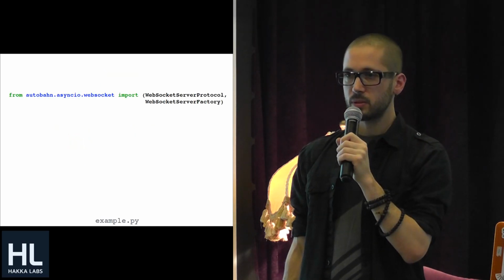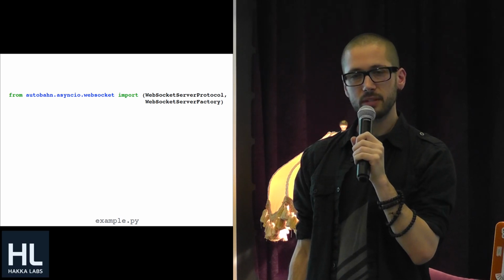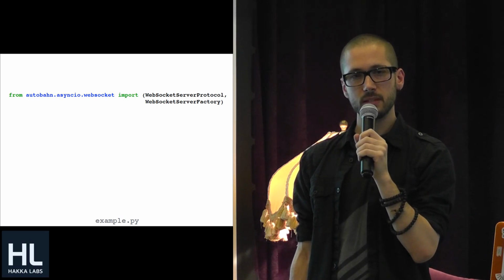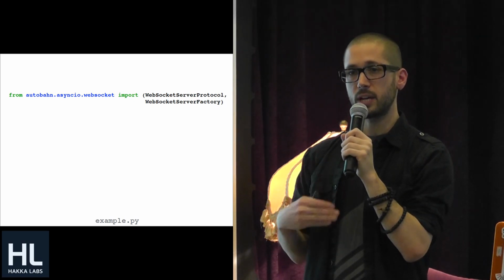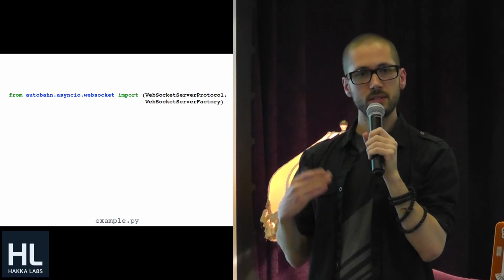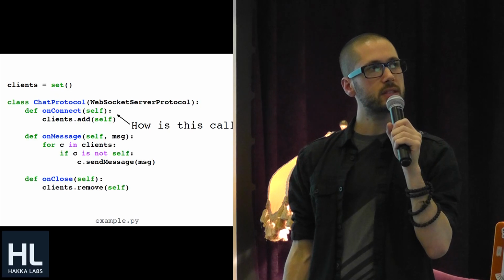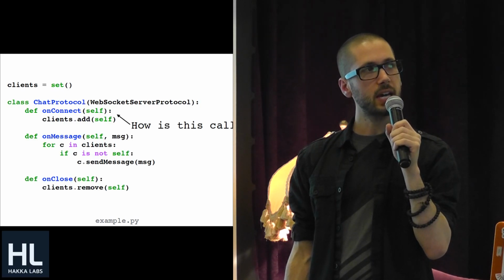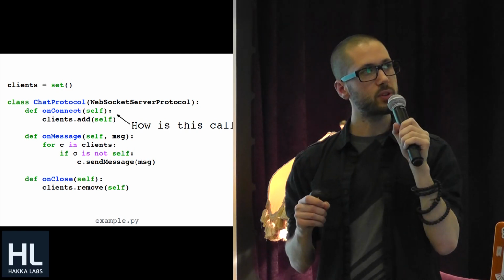We'll start simple. We'll import the protocol and the protocol factory from Autobahn for WebSockets. Just like Twisted, Async IO has you create protocols and then protocol factories. And the factory gives you a new instance of the protocol every time you connect to something. The next thing we do is we need to make a subclass of the WebSocket protocol. This is our chat protocol.